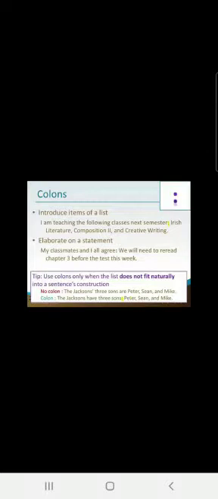Tip: use colons only when the list does not fit naturally into a sentence construction. The Jacksons' 3 sons are Peter, Cian and Mike. Here you're not using any colon. But see the next example. The Jacksons have 3 sons: Peter, Cian and Mike. Here children, you can see in the second sentence, you're not using are. When you are using are, then you're not using any colon in the first one. When you're not using are, then you are using colon in place of it.